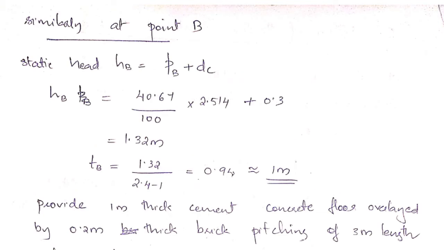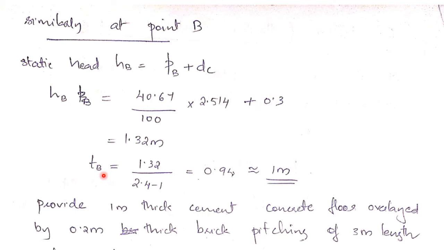Now similarly at point B we have static head HB is equal to small PB plus DC, where small PB is equal to 40.67% of 2.514, that is the percentage pressure at B. 40.67% of 2.514 remains as residual head. Therefore HB is equal to 40.67 into 2.514 divided by 100 plus 0.3, that is 1.32. Now this 0.3 is the depth of water cushion.